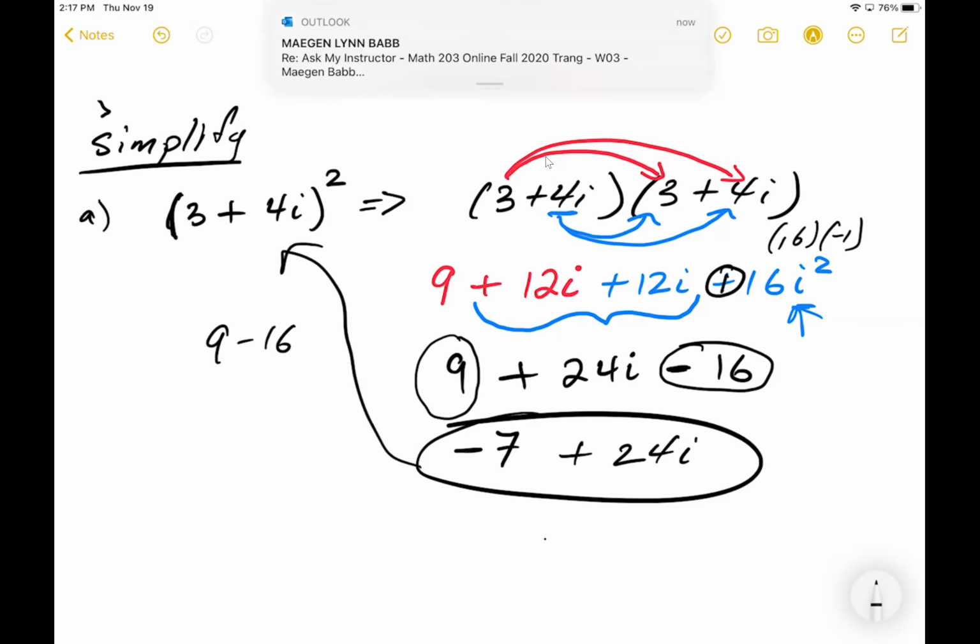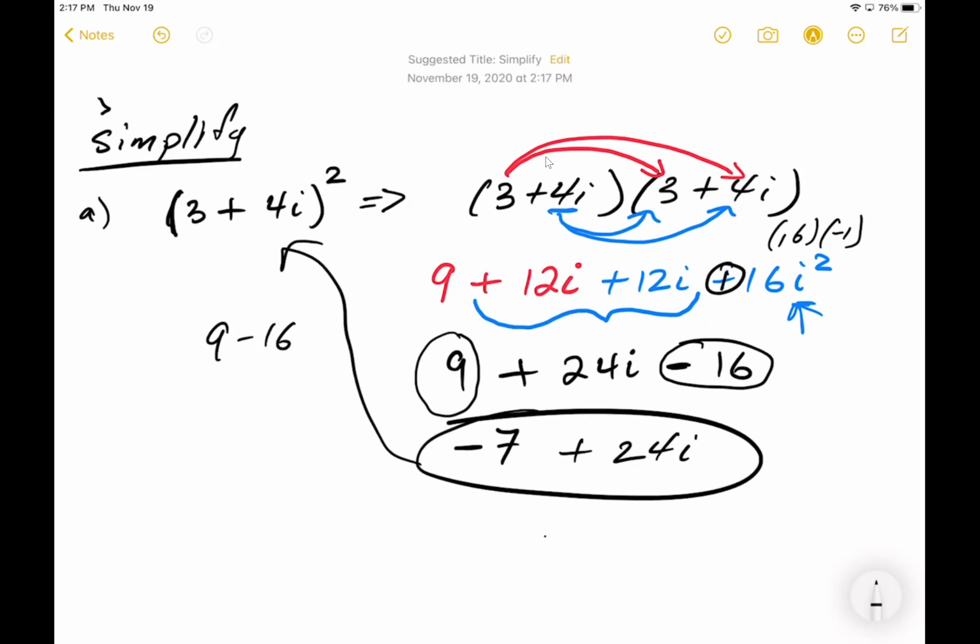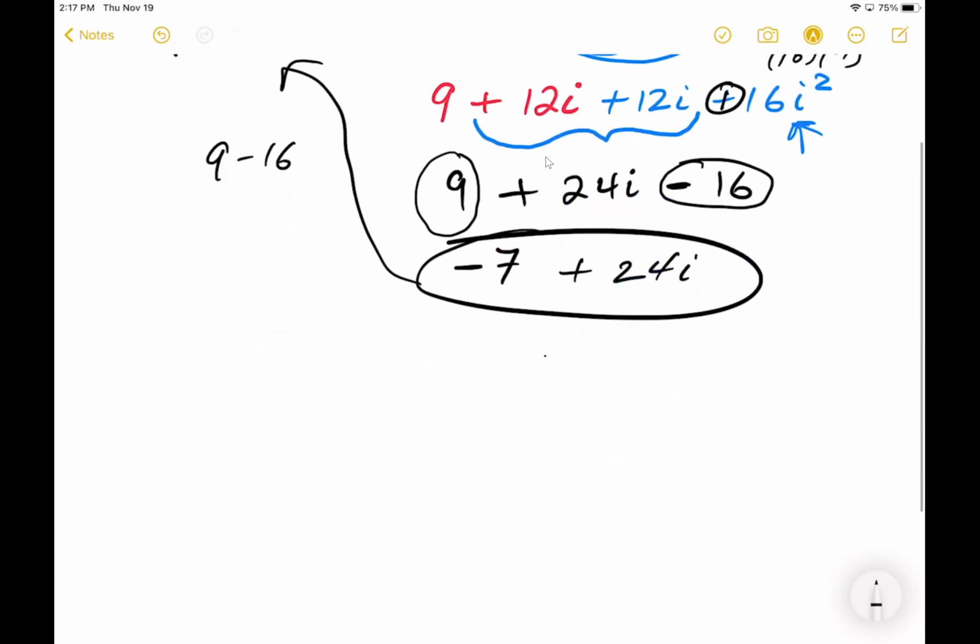Okay, so looking at this thing here, question with A: how do we multiply, how do we simplify this complex number? And again, same thing. Let's try B, and let's say we have 11 minus 3i times 2 plus 7i.